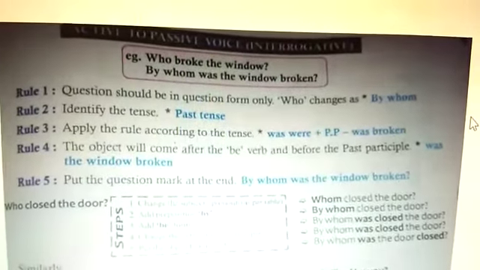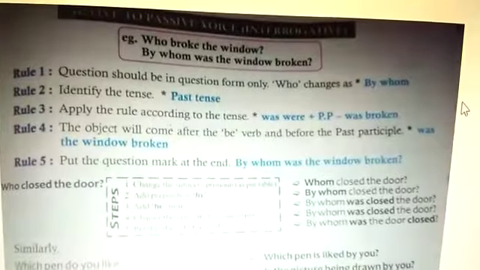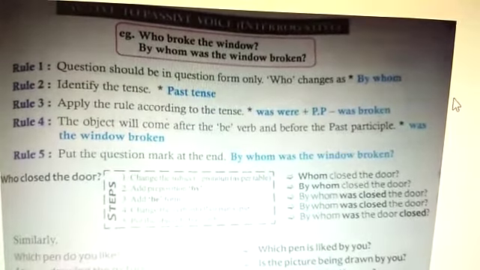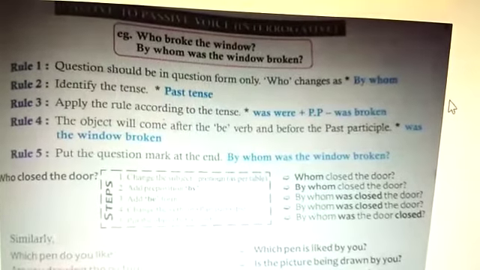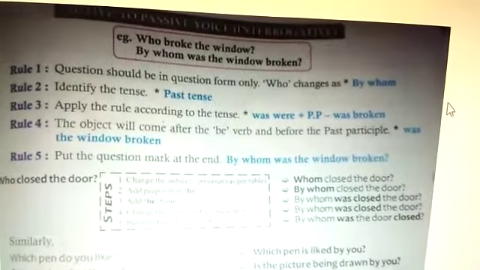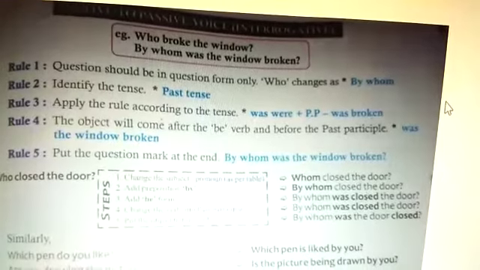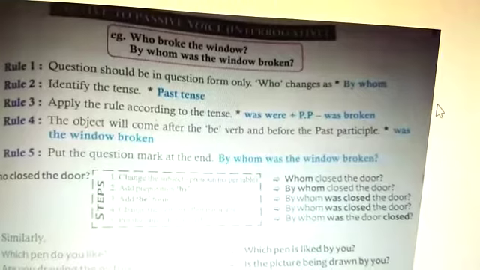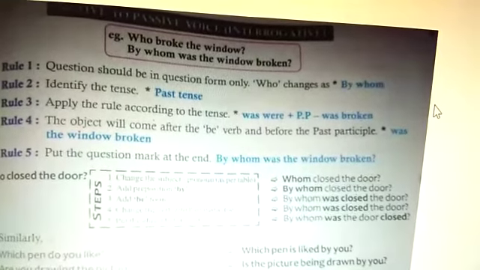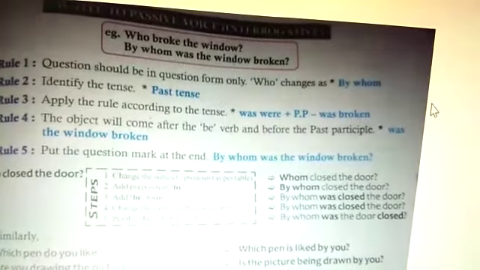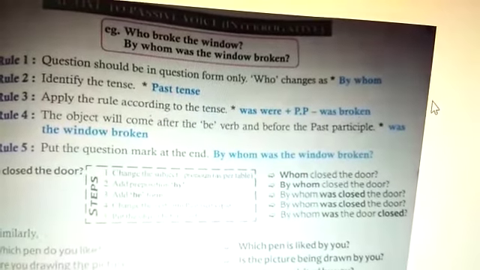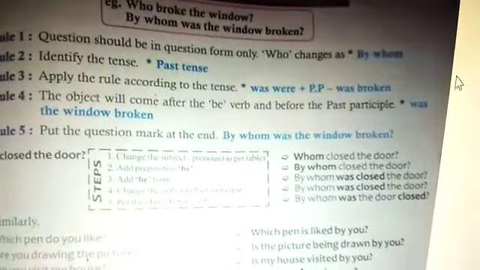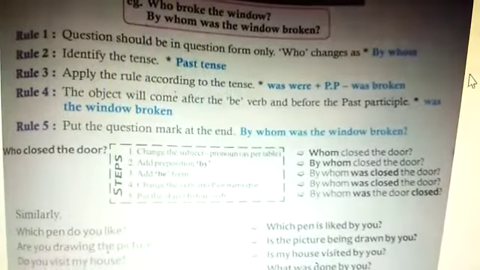Rule 2, identify the tense. Now who broke, that is past tense. Broke is past tense of break. Rule 3, apply the rule according to the tense. Was for singular, were for plural, plus past participle, that is third form of the verb. So it will come was broken because one window was broken. Rule 4, the object will come after the be verb and before the past participle, that is was the window broken. So rule 5, put the question mark at the end. By whom was the window broken?